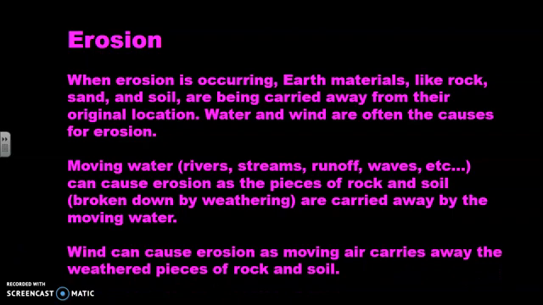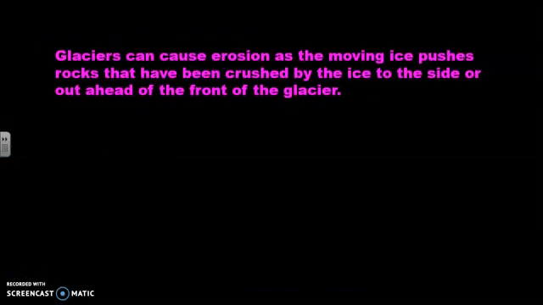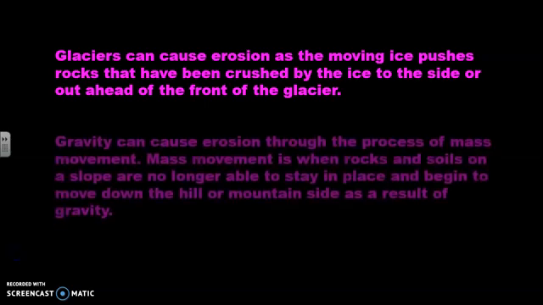Wind can cause erosion as moving air carries away the weathered pieces of rock and soil. Glaciers can cause erosion as the moving ice pushes rocks that have been crushed by the ice to the side or out ahead of the front of the glacier.